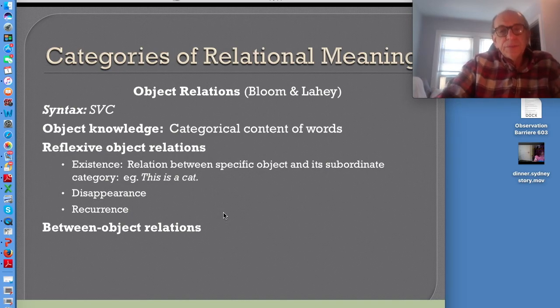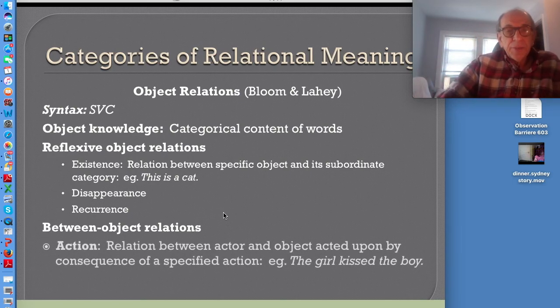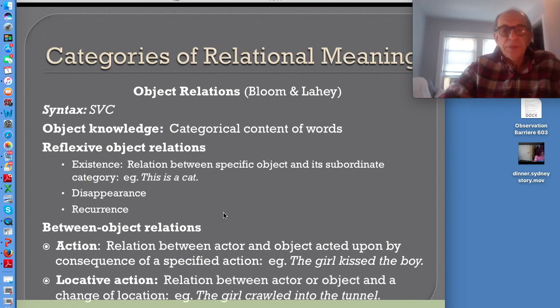Disappearance, recurrence. Then there are the between-object relation content categories. Again, they code relationships between objects. Those examples are, first of all, the specific categories and the example: action. The girl kissed the boy, a relationship between girl and boy through kissing. An actor, a recipient of an action, through an action, in other words.